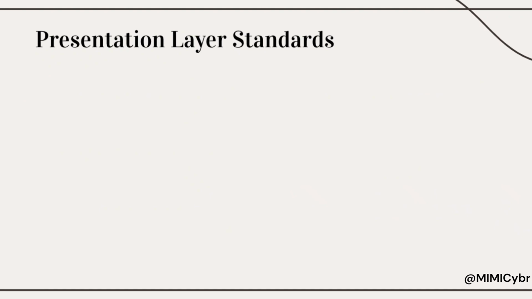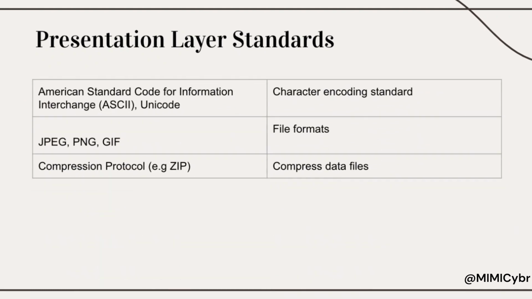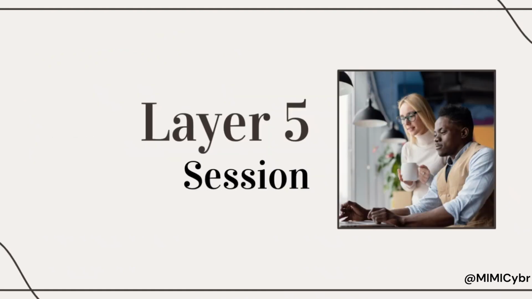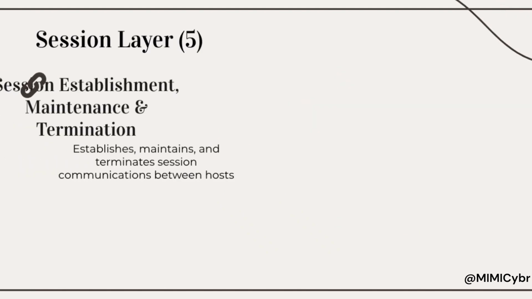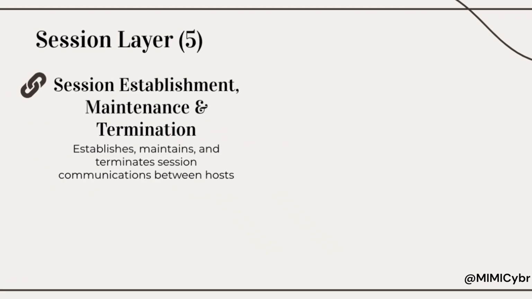One of them is ASCII and Unicode, which you've probably heard of, and which are character encoding standards. We have file formats like JPEG, PNG, GIF, and we have compressed data files, which are the zip files that you've probably heard of. So the next layer we're going to be talking about is layer 5, which is the session layer. The session layer, as I mentioned earlier, has to do with session establishment, maintenance, and termination. And it basically establishes, maintains, and terminates the session communications between hosts.